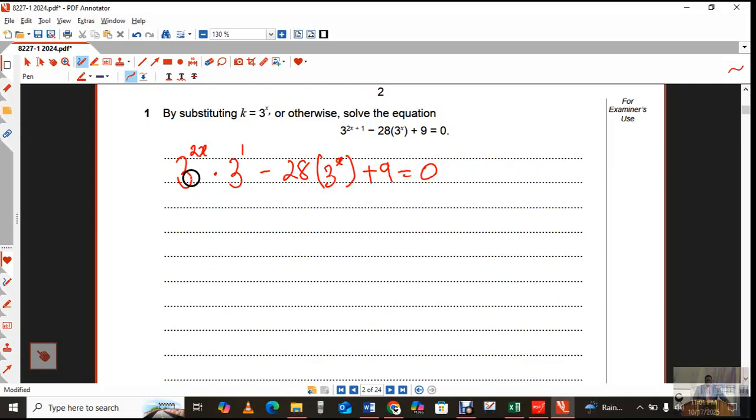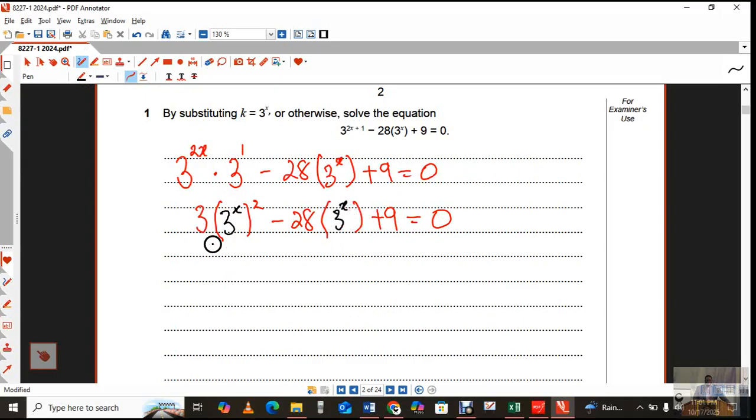I'm just going to do a little bit of switching here of the exponents. This is going to be 3 raised to the power of x, and then I'm going to have that squared, because you are going to multiply these anyway, so it gives the same answer. And I'm going to put this 3 in front over here. And then I have minus 28 times 3 raised to the power of x.